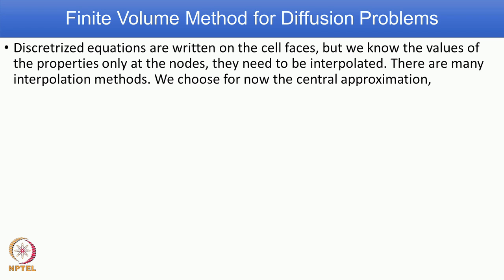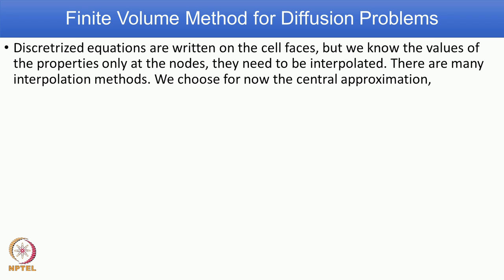So, discretized equations are written on the cell faces, that is what we have just seen, but we know the values of the properties only at the nodes. So, P, E, W, EE and WW and so on. However, they need to be interpolated to get values on the faces. There are many interpolation methods available.